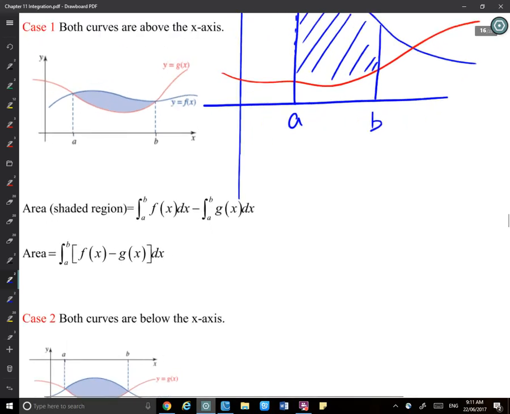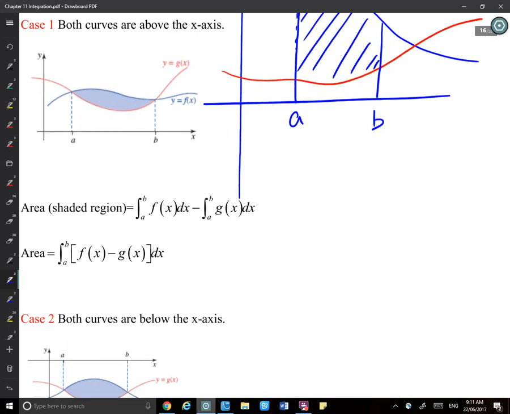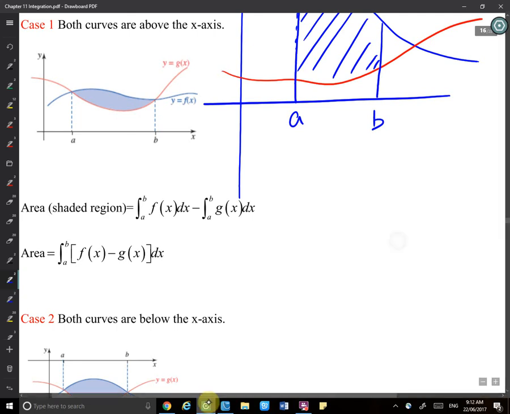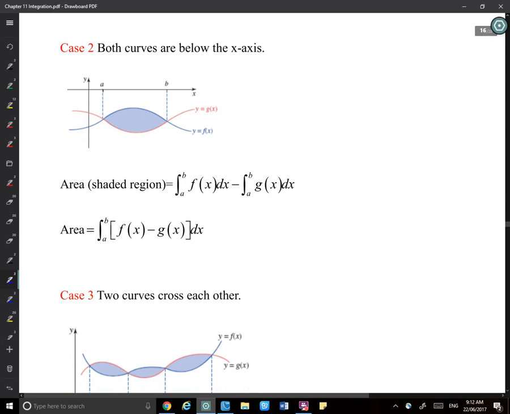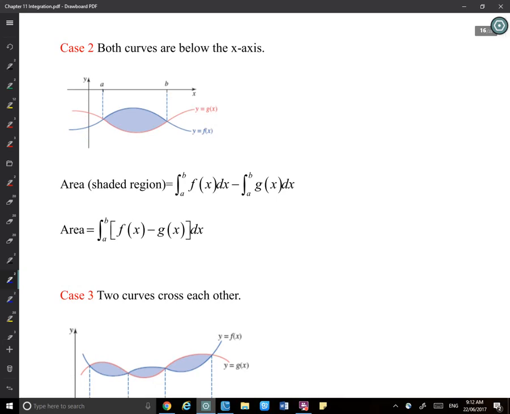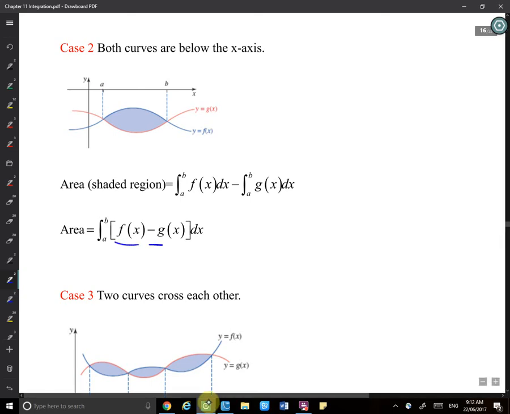Okay, for this question, who is on top? Like for that region, who is on top? fx is on top. So that will just be the integral of fx subtract gx from A to B. Okay, case number 2. Doesn't matter where it is. Who is on top? fx, then fx minus gx from A to B. Okay, you just need to see which is on top.